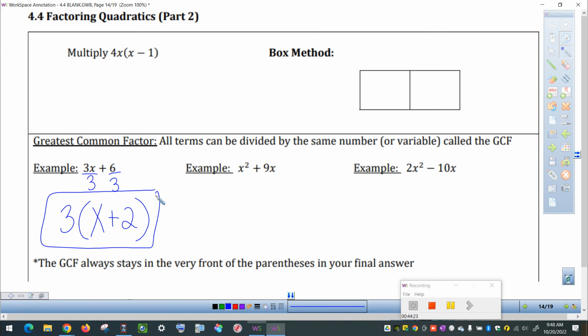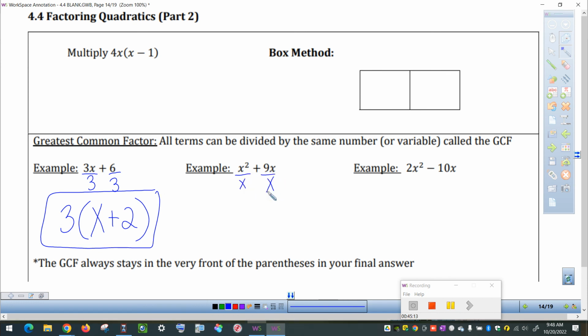sometimes the greatest common factor is not a number. Sometimes it's a variable. In this case, x squared, that really means x times x. This over here is 9 times x. So actually, the factor that they have in common, that they're both multiplying by, is the variable x. And so that's how this one is a little bit different.